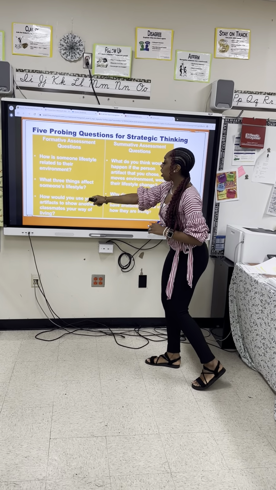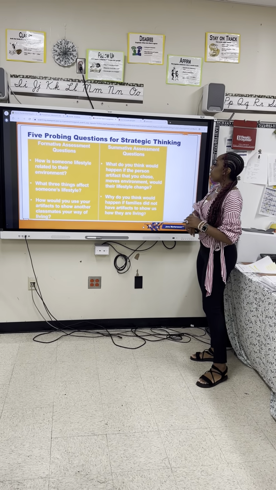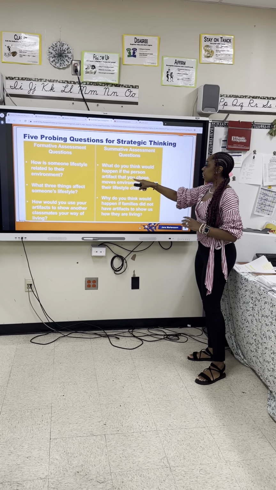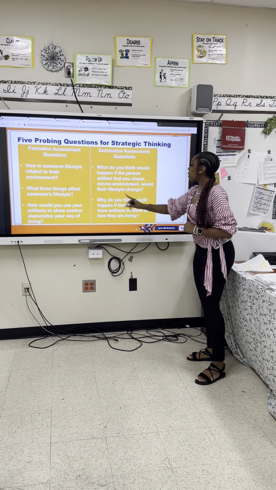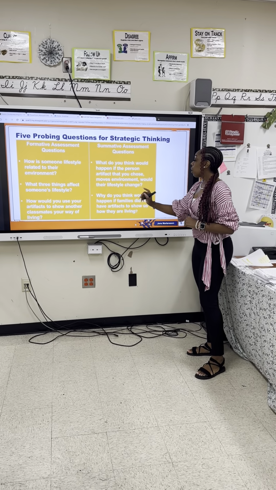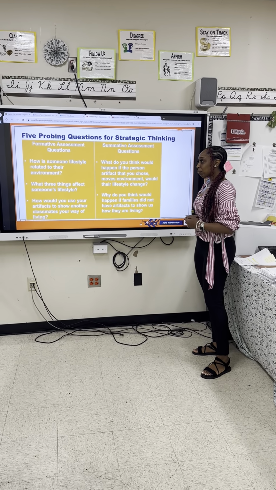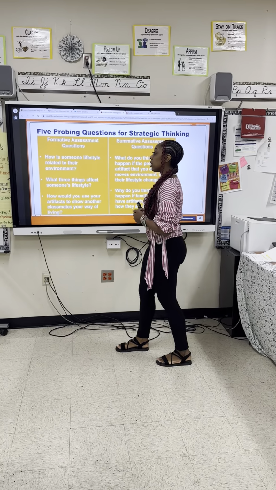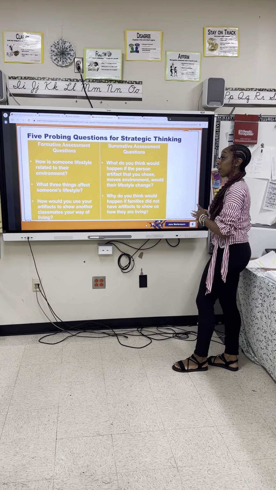How would you use your artifacts to show another classmate your way of living? What do you think would happen if the person artifact that you chose moves environment? Would their lifestyle change? What do you think would happen if families did not have artifacts to show us how they're living? The first formative assessment question asks students to explain how different lifestyles are different based on their environment.